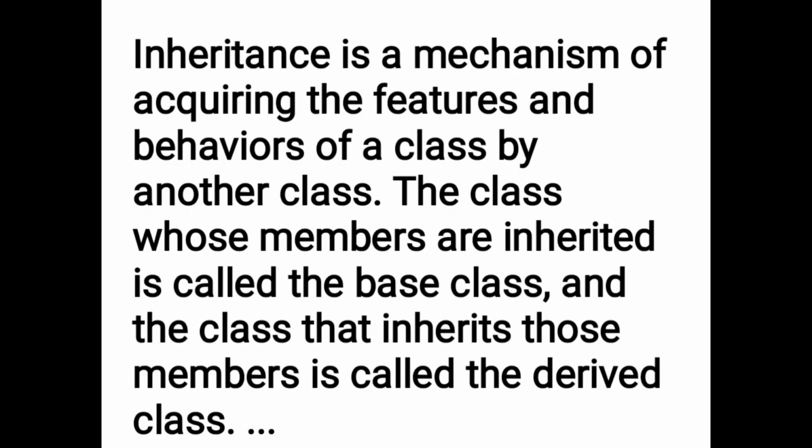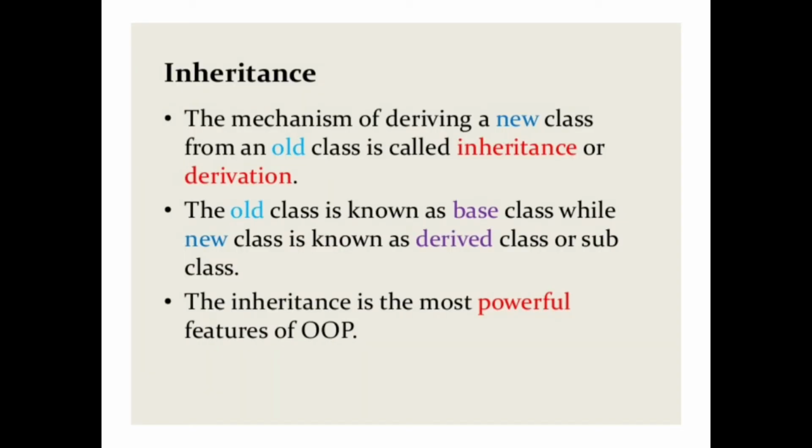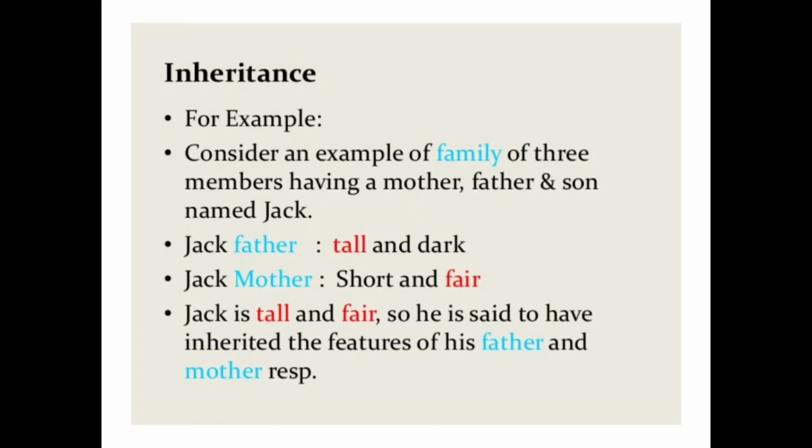Inheritance. Inheritance is a mechanism of acquiring the features and behavior of a class by another class. The class whose members are inherited is called the base class, and the class that inherits those members is called the derived class. The mechanism of deriving a new class from an old class is called inheritance or derivation. The old class is known as the base class, while the new class is known as a derived class or a subclass. Inheritance is the most powerful feature of OOPS.